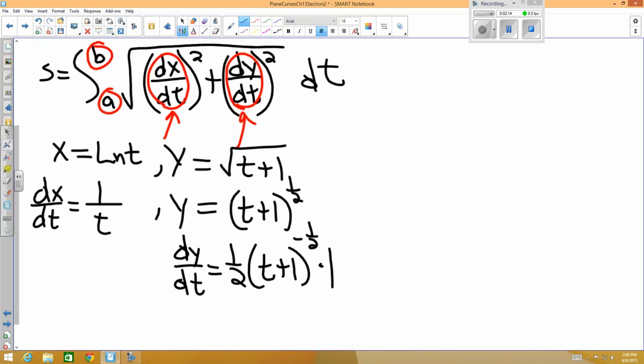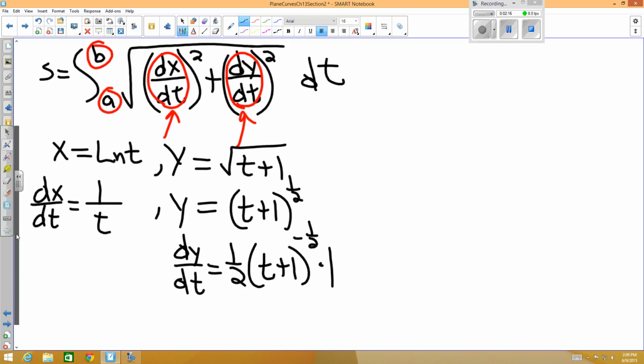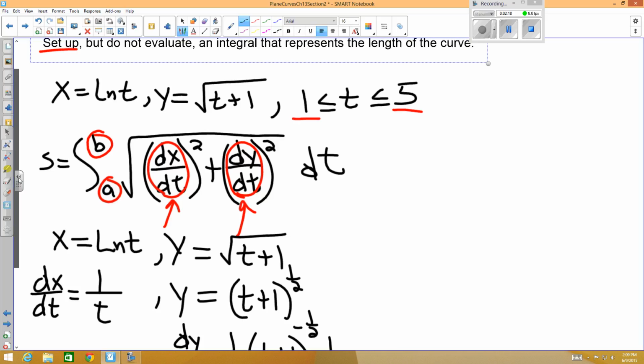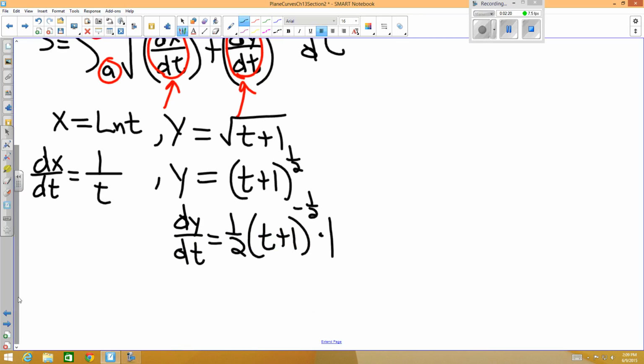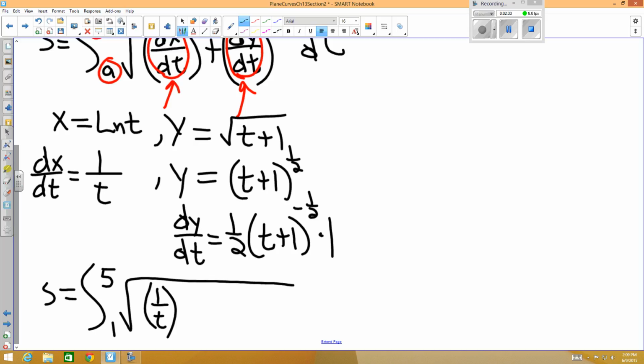Okay, so there's our dx/dt, our dy/dt. Again, we know that t ranges from 1 to 5, so we're ready to write the integral which represents the arc length. So the arc length is equal to the integral from 1 to 5, square root of (dx/dt) squared, so (1 over t) squared, plus (dy/dt) squared, that's (1 over 2 square root of t plus 1) squared, dt.